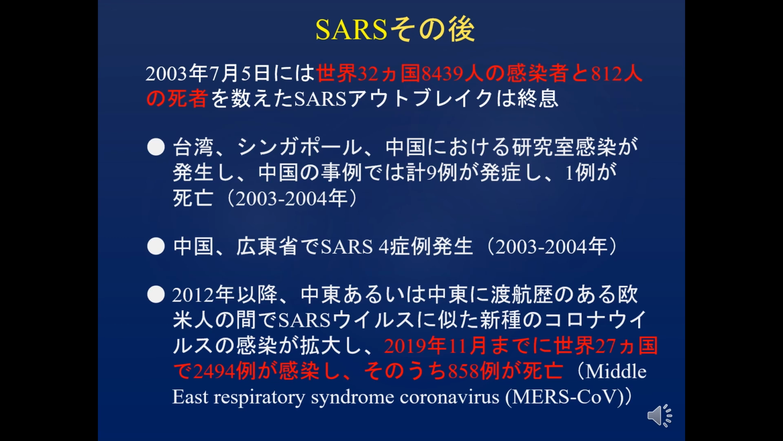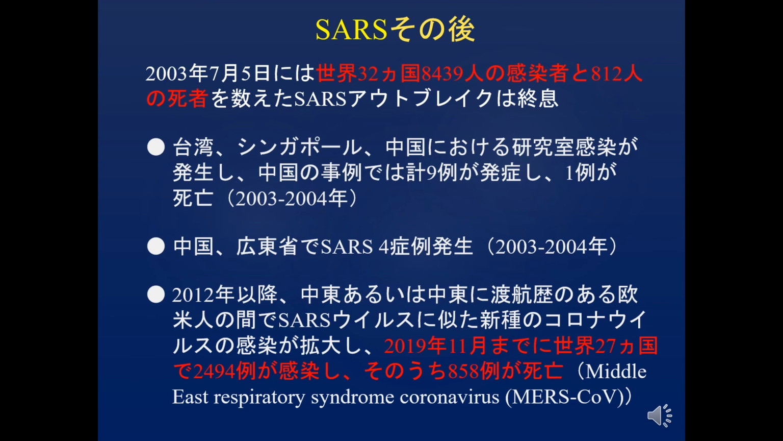On July 5th, 2003, there were 32 countries, 8,439 patients, and 812 people died, and it came to an end. Fatality is about 10%. After that, there were some cases in Taiwan, Singapore, and China among researchers who dealt with the virus, and there was a lab infection, and there was a case of death outside of the lab in China. So the researchers have to exercise even more stringent biosafety measures. After that, in Guangdong, there were cases of SARS. There were only 4, and because it was early, it was well controlled, and there were no further cases.